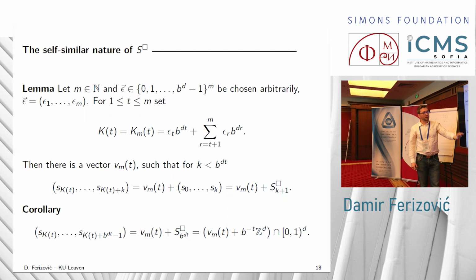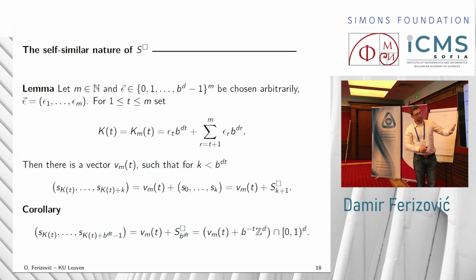Okay? And the claim is, for any fixed t, and for any k less than b to the dt, if we consider this part of the sequence, so we start with kt, and then we go k plus 1 points further, then there is a vector v such that we essentially started at 0 and went to the point k, which basically means, okay, this is just the sequence shifted by some vector. Right? This is the self-similarity of the sequence. Is this believable?